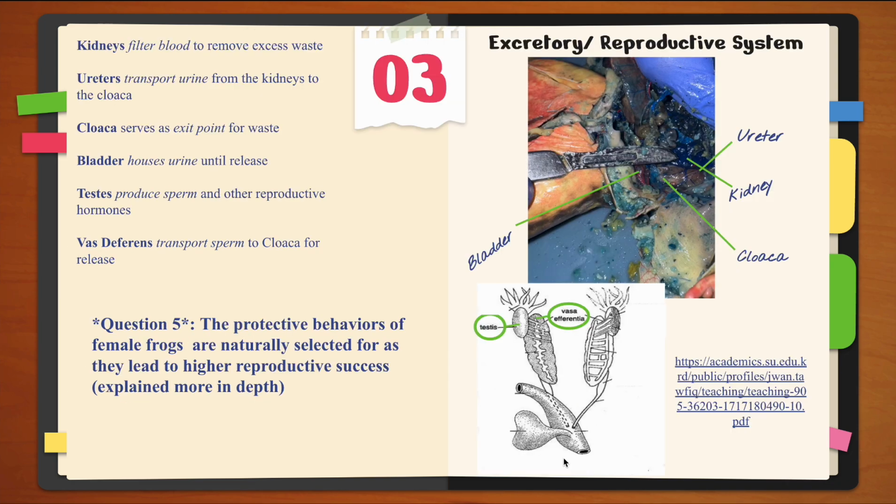Dissection of the frog yielded pretty similar structures. However, one key difference was the cloaca, which serves as the exit point for waste, and in terms of the frog, is the rectum of sorts.